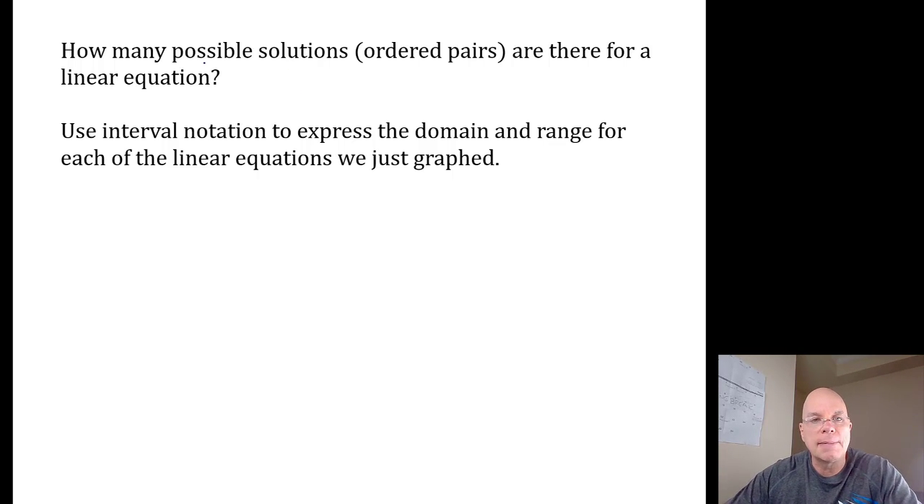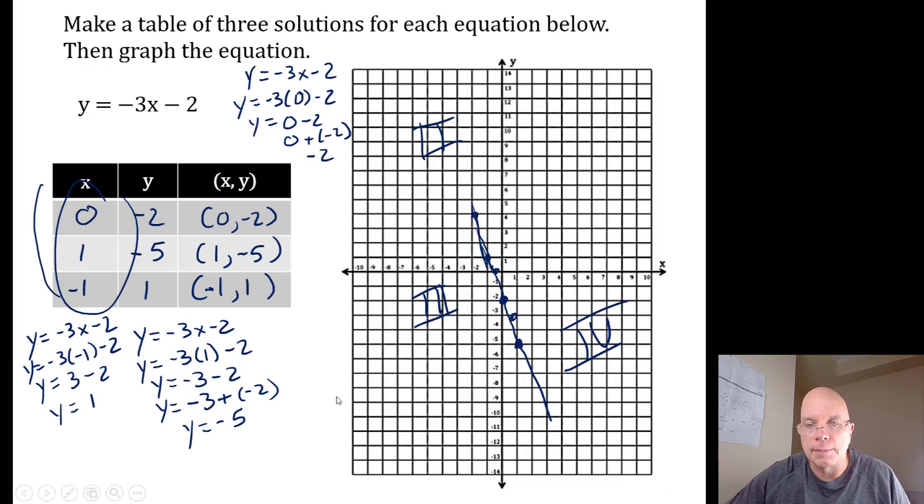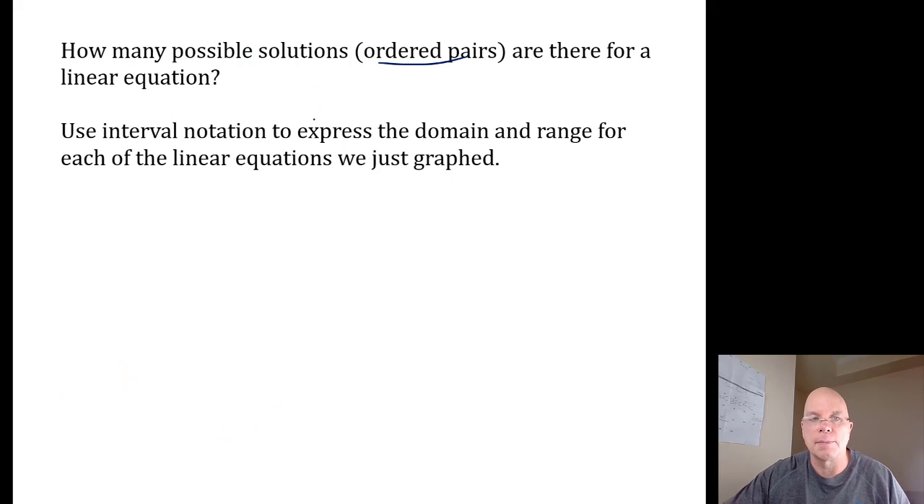Okay, how many possible solutions, how many ordered pairs are there for a linear equation? Well, let's just go back and look at the one we just graphed. I know there's at least 3 because I found 3, but how many could I find? I could choose negative 2 for x, negative 3, negative 4, negative 5. There's no limit to the number of inputs I can choose for x, and that will give me an infinite number of outputs. So there are an infinite number of ordered pairs. There are an infinite number of solutions.